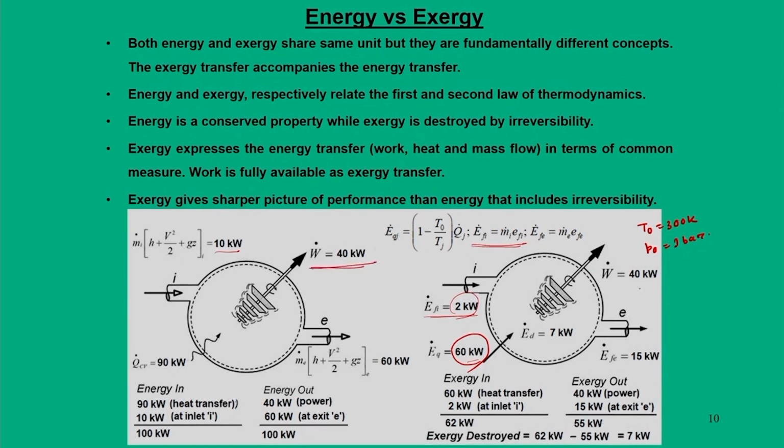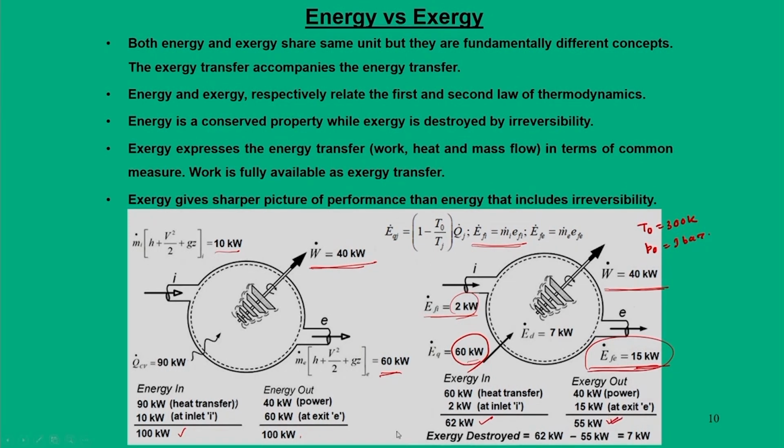Now, moving further to work transfer, of course complete conversion of work is possible. So, the exergy with respect to work transfer remains the same, and the exergy with respect to flow that goes out was 60 kilowatt, but it is 15 kilowatt. But ultimately, when you recalculate, we supplied energy of 100 kilowatt, but its corresponding total exergy value is about 62 kilowatt, and the exergy that comes out was 100 kilowatt, but it is now 55 kilowatt.